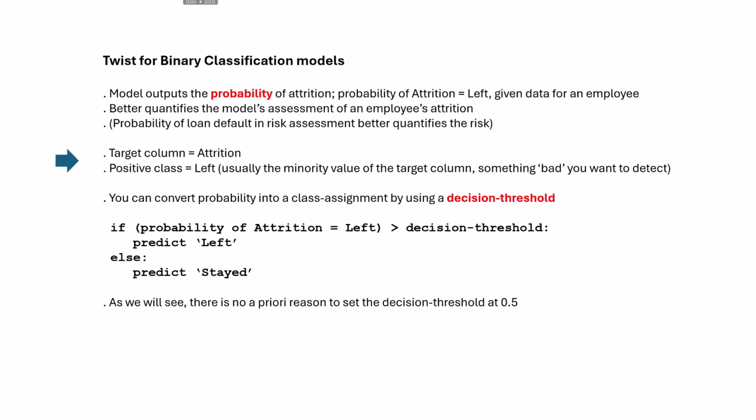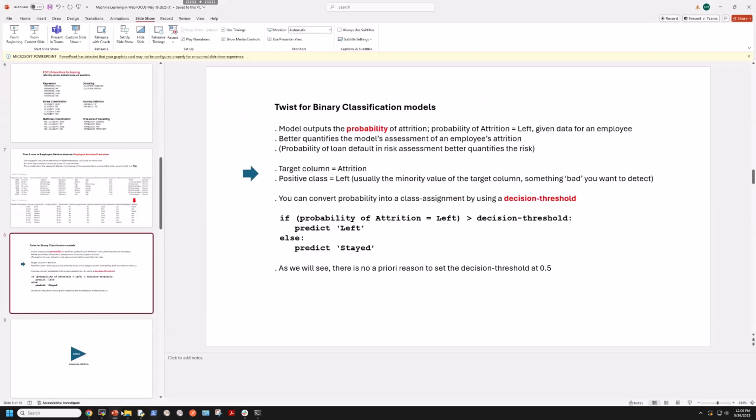You can, of course, convert the probability that an employee has left into a clear assignment, left or stayed, by using a decision threshold. You would say that if the probability that the employee has left is greater than some threshold, we predict the employee will leave, otherwise the employee will stay. What the value of this decision threshold is, is another matter. I will talk about that a little later. It doesn't necessarily have to be 0.5. So let's go to a demo and see how this works.